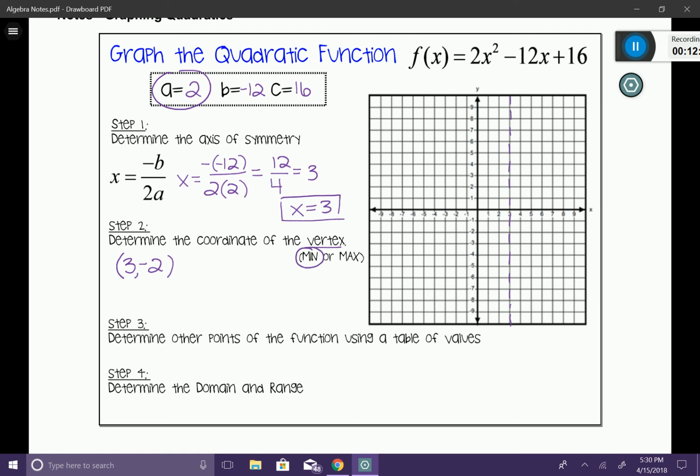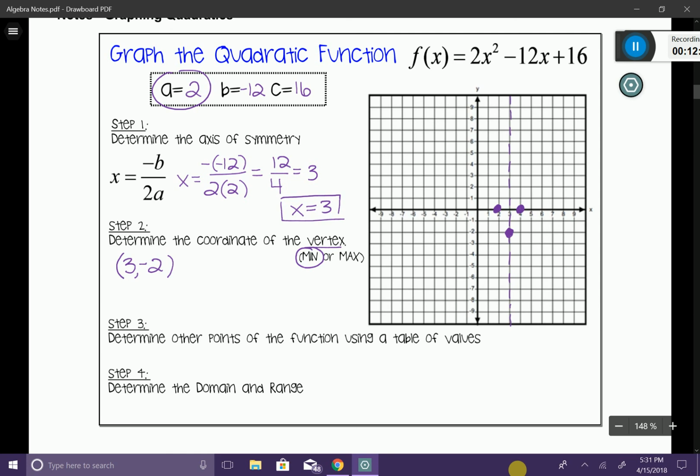Okay, now that we have our vertex, let's graph that on our coordinate plane. So I have 3, negative 2. Put a nice dot there. And now I'm going to go back into my table of values and plot some points. So let's go find some. Let's find the first one. Let's do 2, 0. 2, 0 is a coordinate. And I'm going to reflect it over that axis of symmetry and plot my other coordinate.